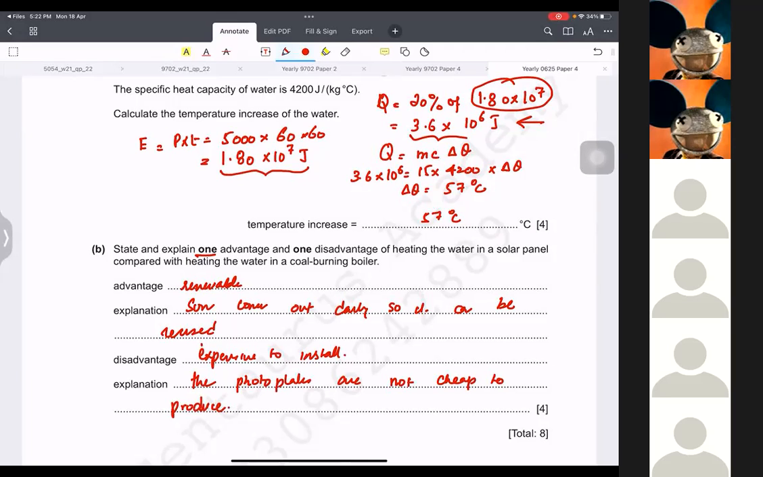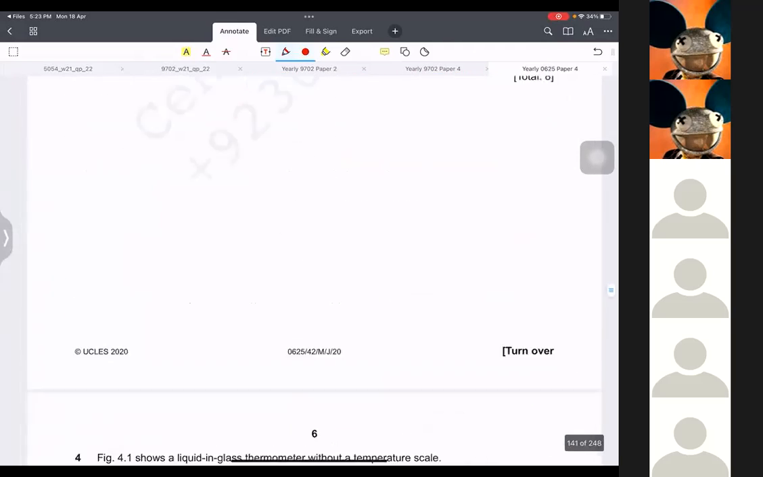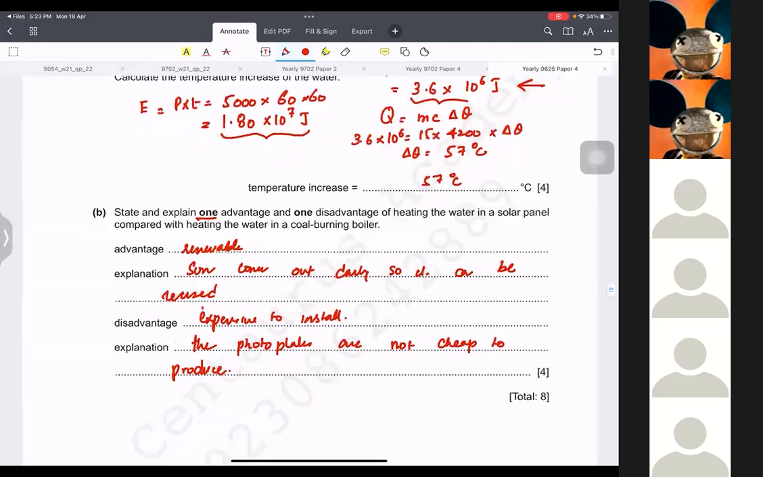You can also write other ones like it generates no pollution, it has low running cost, it has no emission of greenhouse gases and stuff like that. For disadvantage, I wrote it needs sunlight. Sunlight isn't present every time, right? That's why. Not available at night. Okay, that's fine. Sunlight is not present all the time. That's correct.